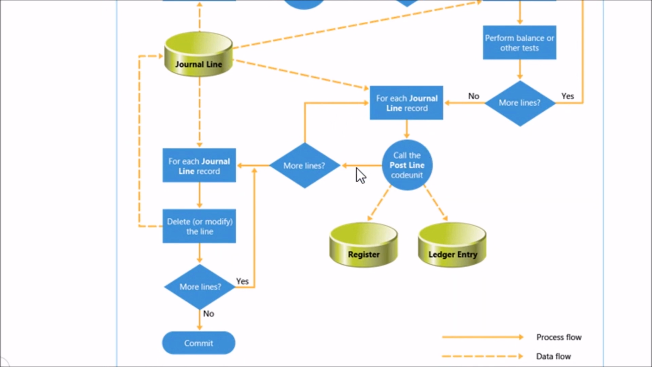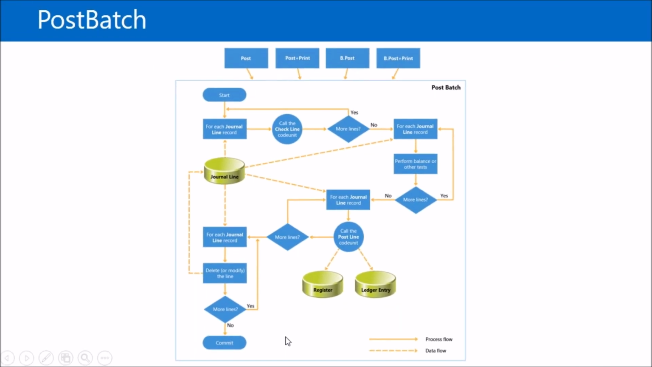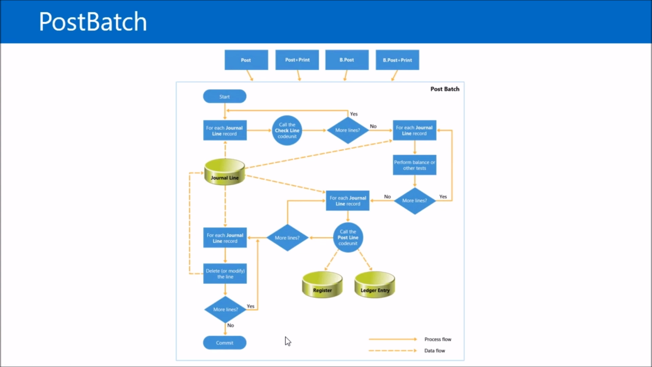When this is done and there are no more lines, we might need to delete those journal line records or update them, and then we commit the transaction. So as you can see here, this is an overview of the PostBatch code unit, which is responsible for posting a batch of journal lines.